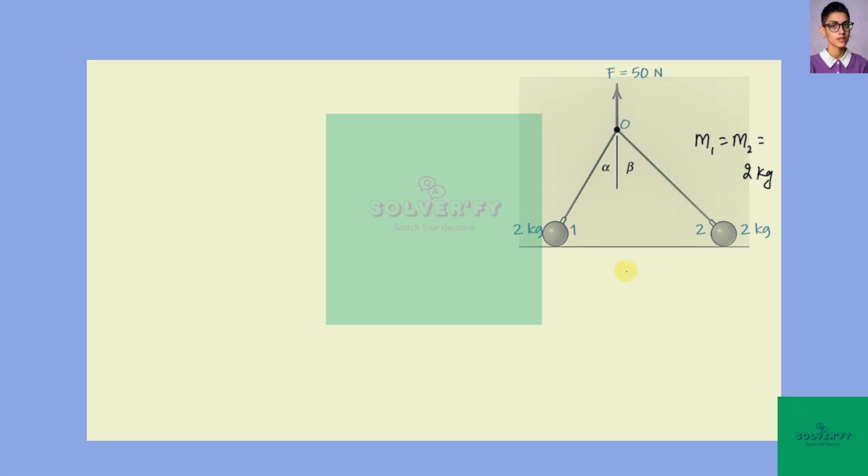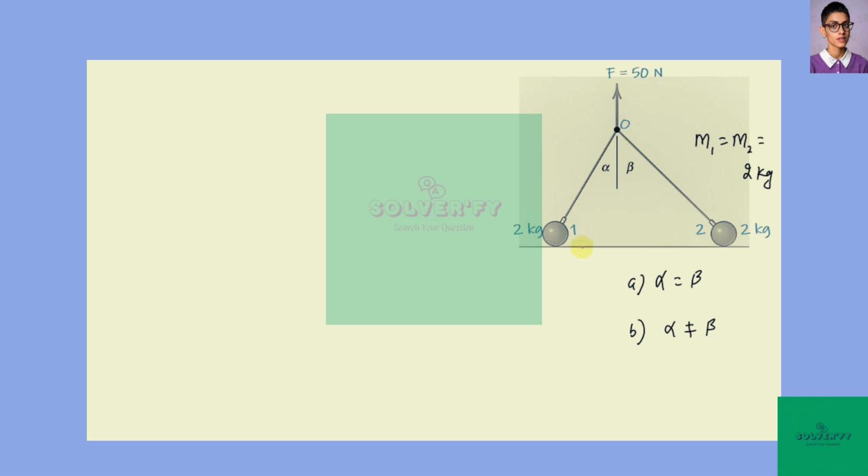We have to assume that in the first case alpha is equal to beta. These angles are equal, and then we have to calculate the vertical acceleration for sphere 1 and 2 and for the system. Next, in case B, we have to consider that alpha is not equal to beta, and then we have to calculate the vertical acceleration of the system and the two spheres separately.